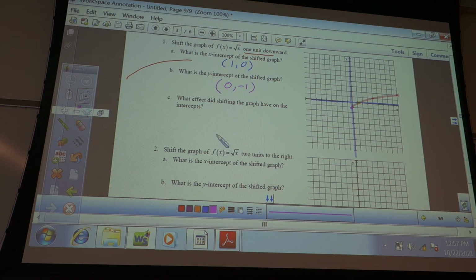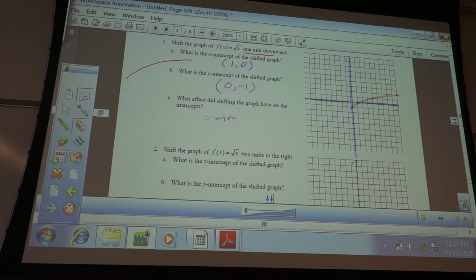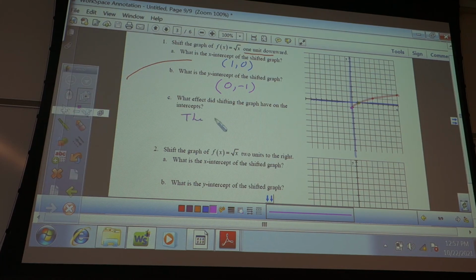What effect does shifting graphs have on the intercepts? I don't know. It moved them. I have no idea what they mean by that. I think it's because before there were no intercepts. Well, 0, 0. Basically, instead of having just 1 point for the intercepts, it has 2. Right. There are now 2. They are different.